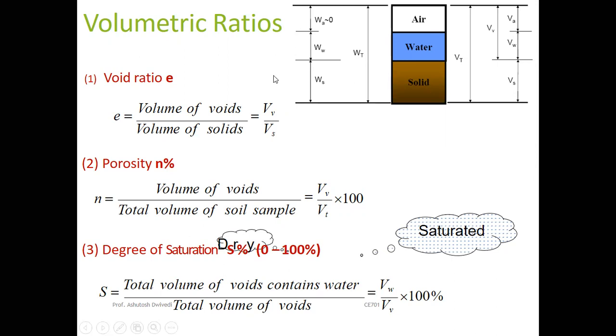Okay, so our first property is void ratio. What do we mean by void ratio? It is a ratio. Which kind of ratio? It is the ratio of the volume of voids to the volume of soil solids present in the soil mass. That is Vv upon Vs. It may be written as volume of air plus volume of water upon volume of soil solids.